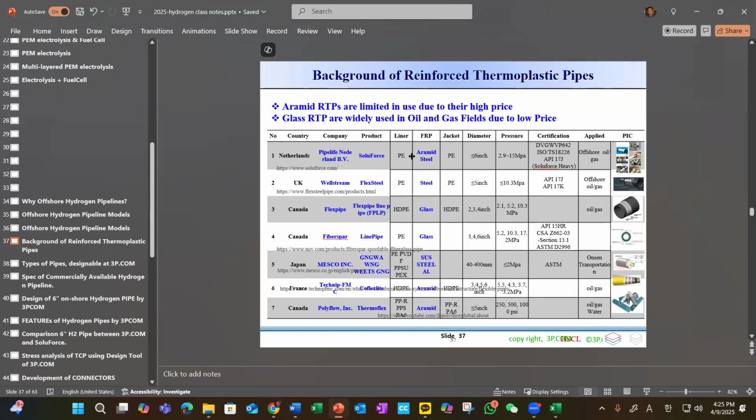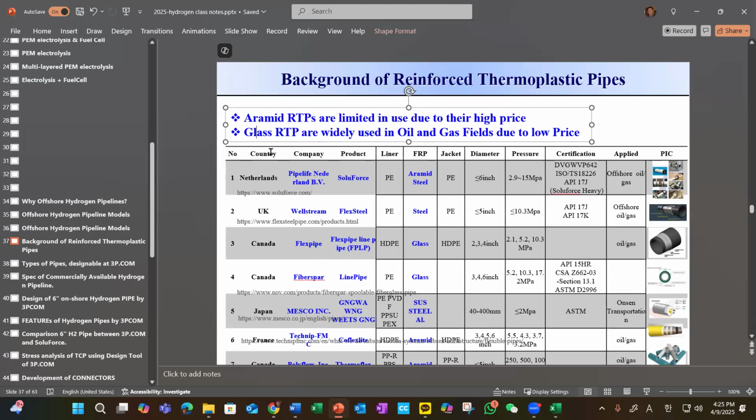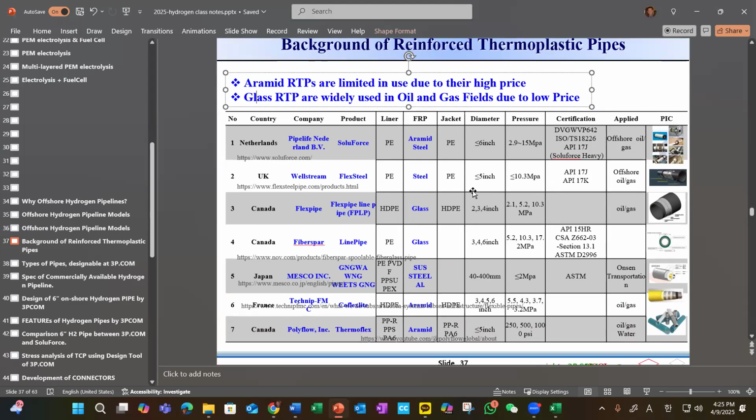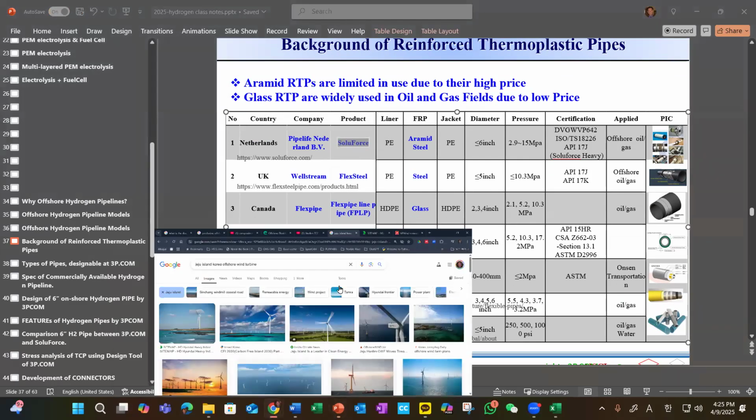Now I'd like to give you an overview of the background of thermoplastic pipe. Reinforced means composite: aramid reinforced thermoplastics, and glass. There are several different applications in the Netherlands, and the product is Soluforce. Soluforce is the company. They produce the onshore pipeline.